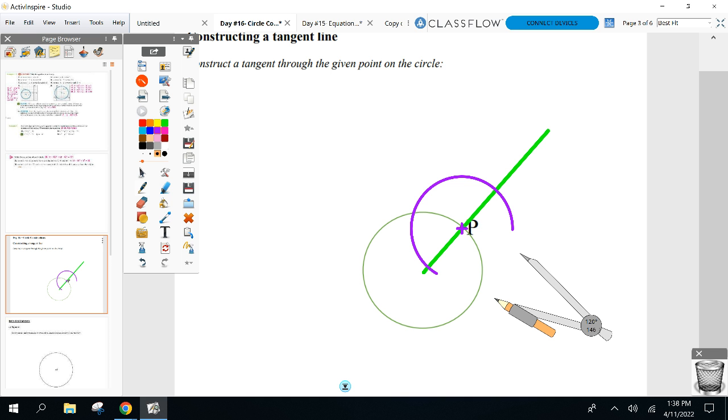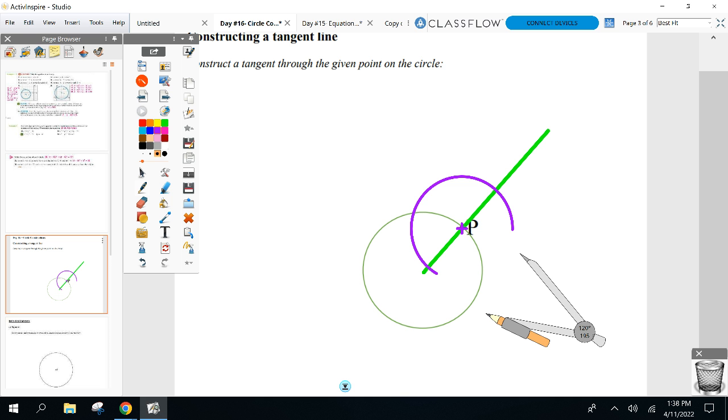Usually when I do this construction, I like to open up my compass just a little bit more for the second and third step. I'm always afraid that when I have my two arcs that intersect, they'll intersect right on P, and I'm going to be like, where do I line my straight edge up with? All right, you guys have 2 points of intersection on your extended radius.